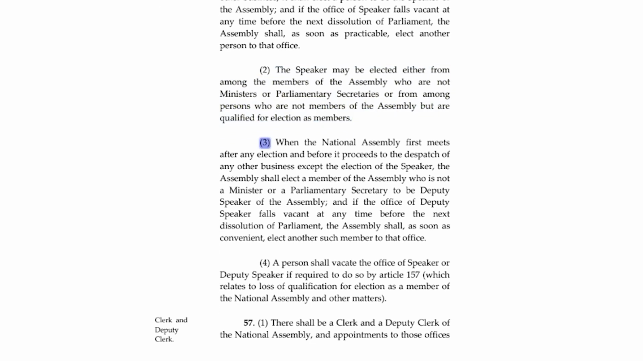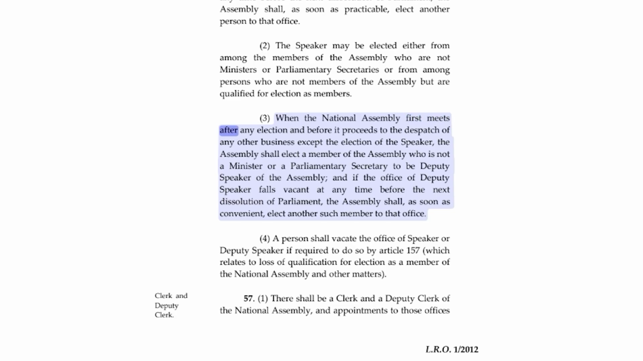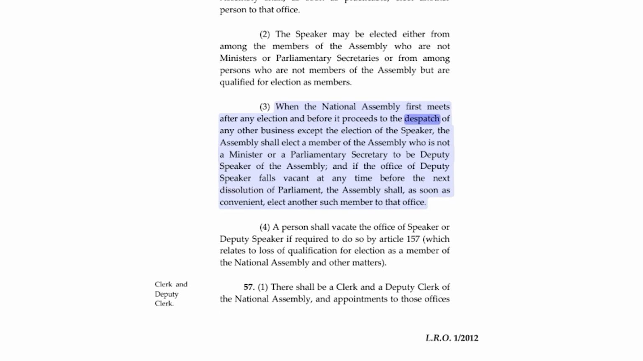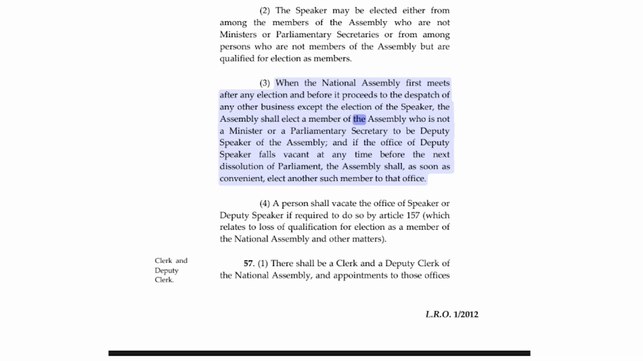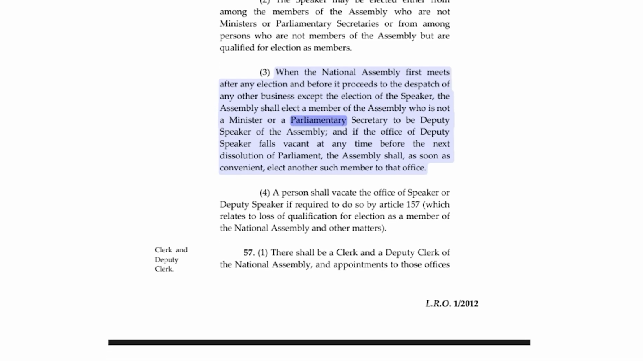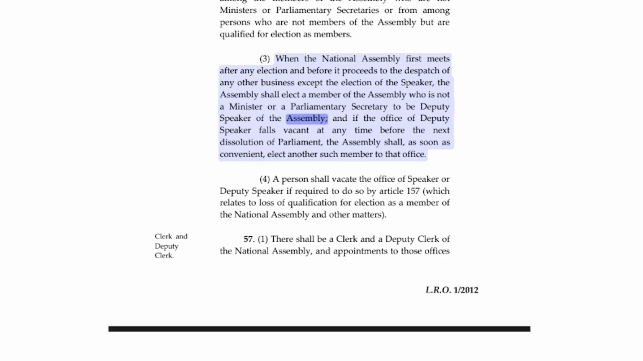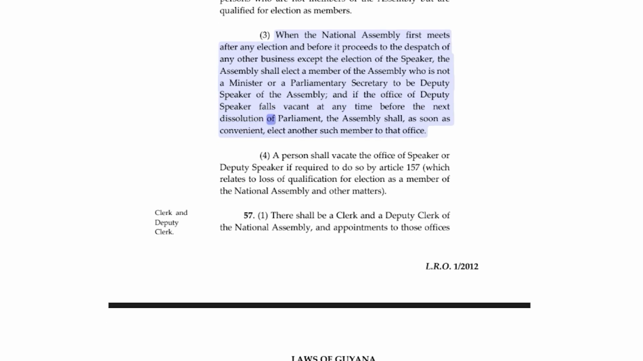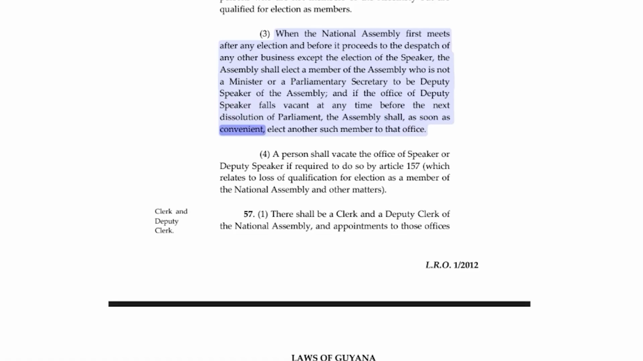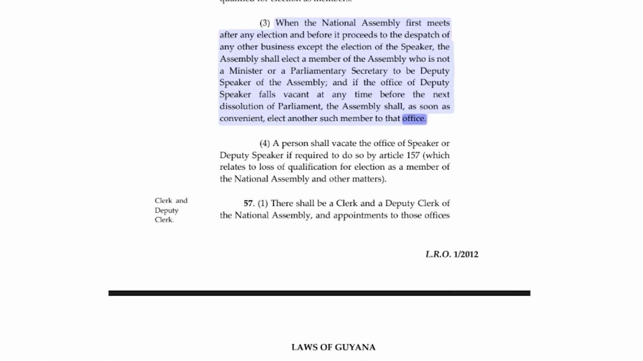(3) When the National Assembly first meets after any election, and before it proceeds to the despatch of any other business except the election of the Speaker, the Assembly shall elect a member of the Assembly who is not a minister or a parliamentary secretary to be Deputy Speaker of the Assembly, and if the office of Deputy Speaker falls vacant at any time before the next dissolution of Parliament, the Assembly shall, as soon as convenient, elect another such member to that office.